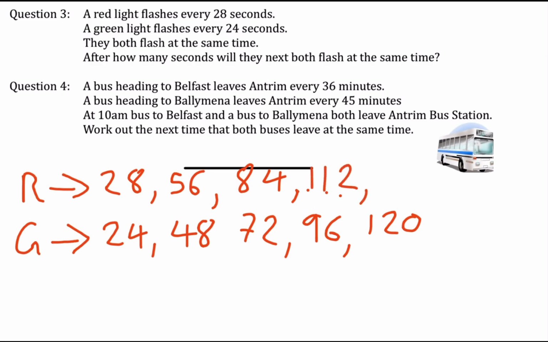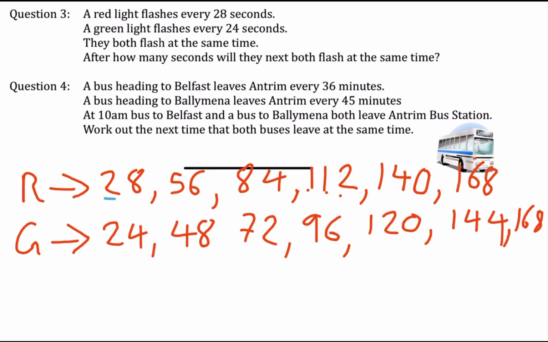112, 140, 168, 144, 168. What do you notice? Why have I stopped? Because I kept going up in the multiples of 28 and went up in the multiples of 24, and I found the lowest common multiple of those 2 numbers.